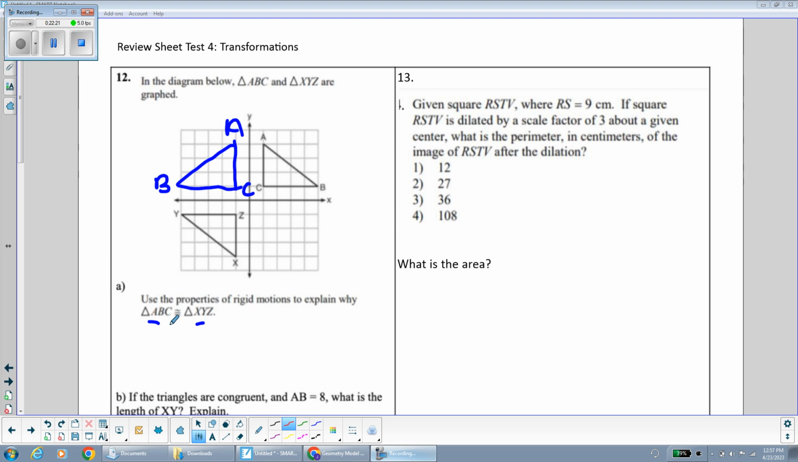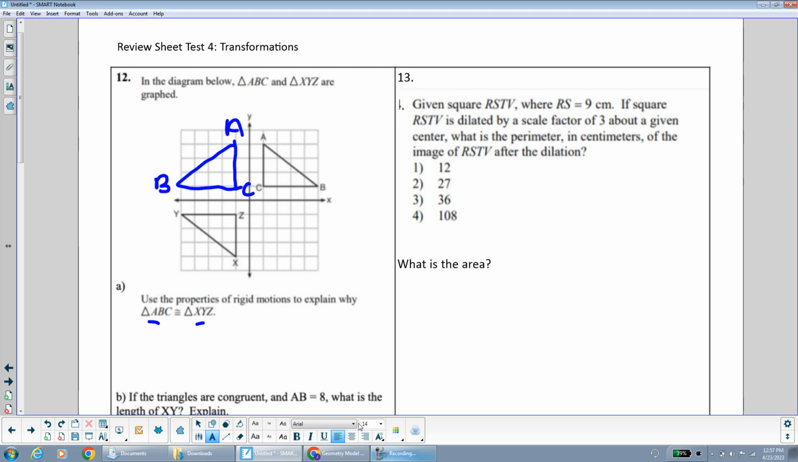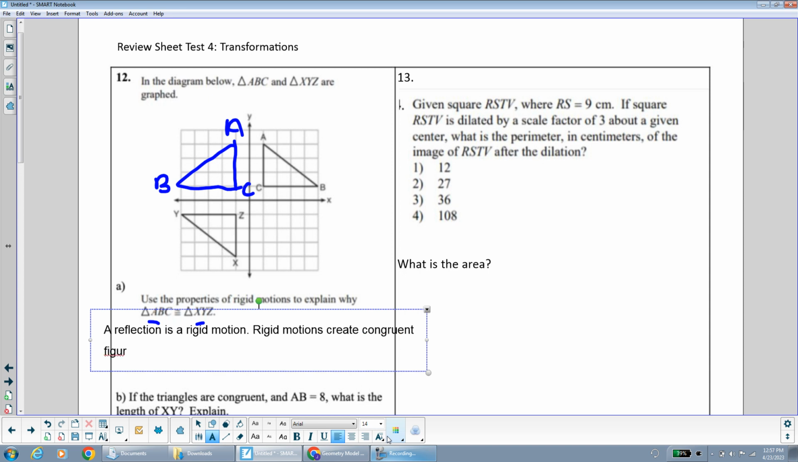So a reflection is a rigid motion, and rigid motions preserve side length and angle measurements so they create congruent figures. Let me write that down over here. A reflection is a rigid motion. Rigid motions create congruent figures because they preserve side lengths and angle measurements.